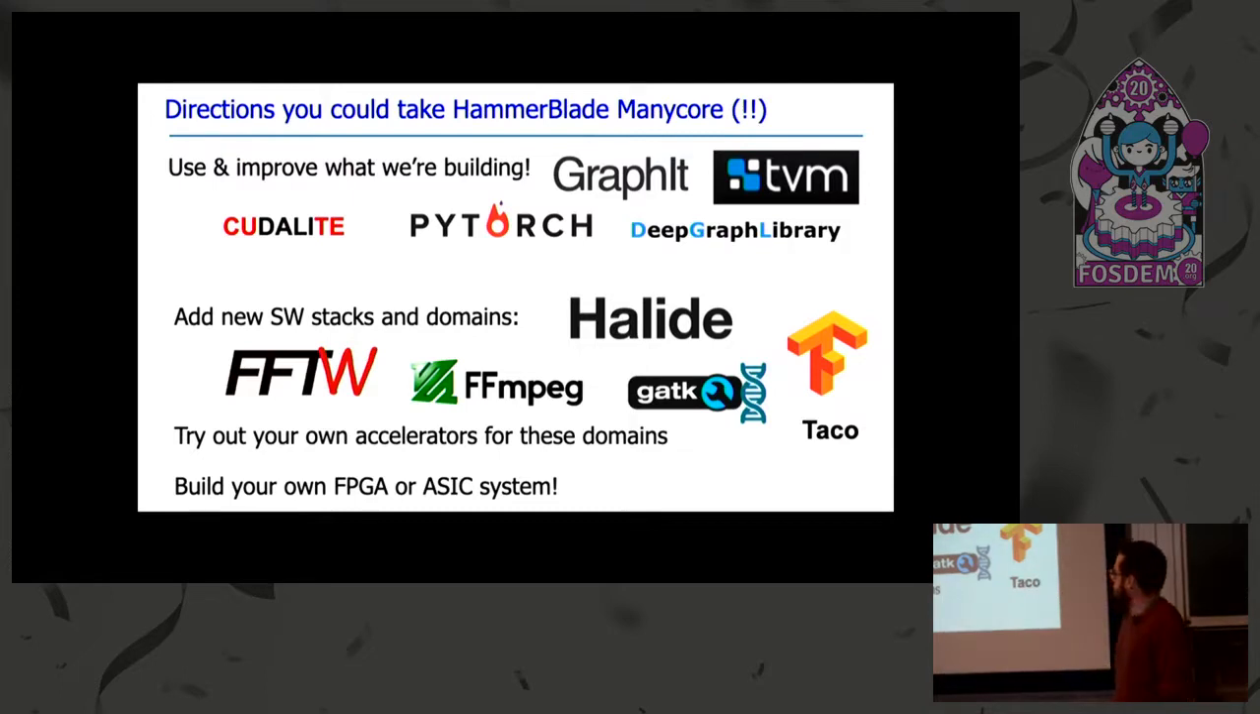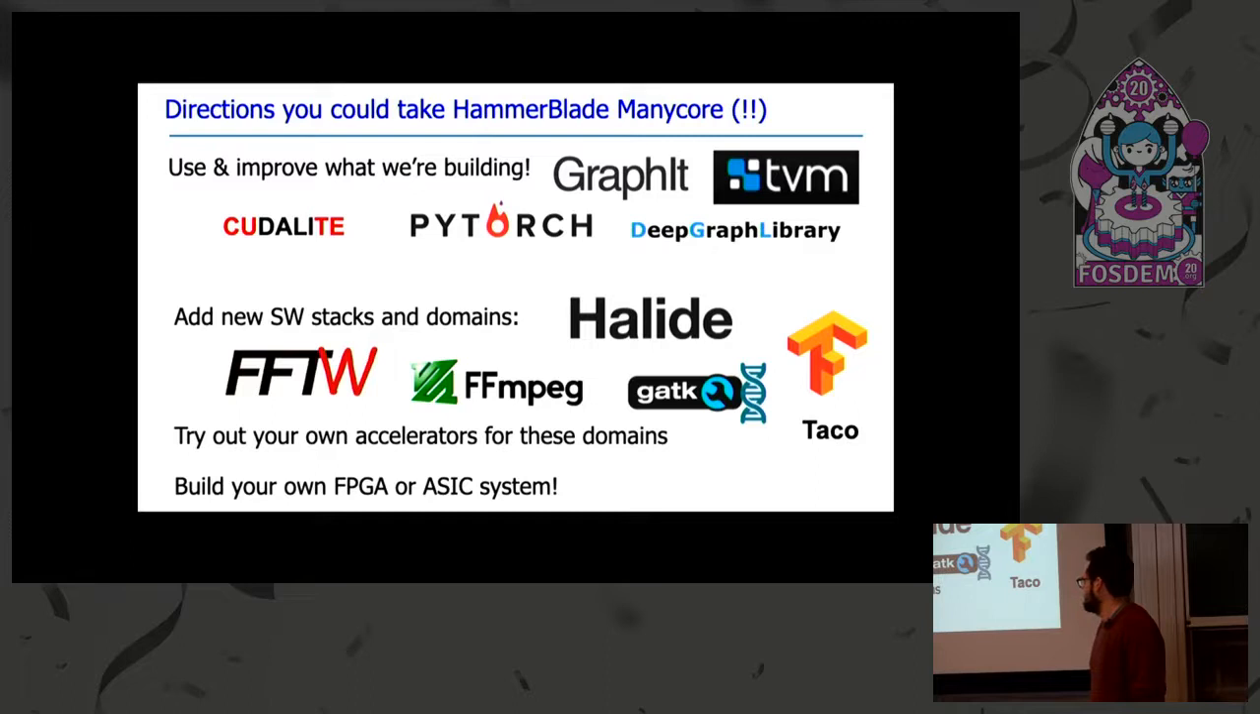And lastly, I'd like to suggest some directions you could take to help us contribute to the HammerBlade software stack. All of our software frameworks that we've ported are works in progress, everything down to CUDA Lite. But there's some other really interesting directions we could take that we haven't explored yet. So Halide is for image processing. We haven't looked at that yet, but we're pretty confident that would be a good fit. TensorFlow, right now we have PyTorch, but TensorFlow would also be excellent.